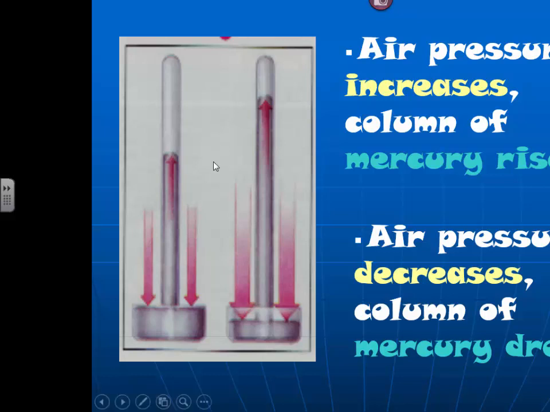If your air pressure is decreasing, there's less pressure pushing on the dish, more of that mercury in the tube can fall back out. So you would have a lower mercury in the tube or a lower level here. The mercury drops. If you hear people on the weather forecast talking about the barometer rising or the barometer falling, this is probably what they're referring to.